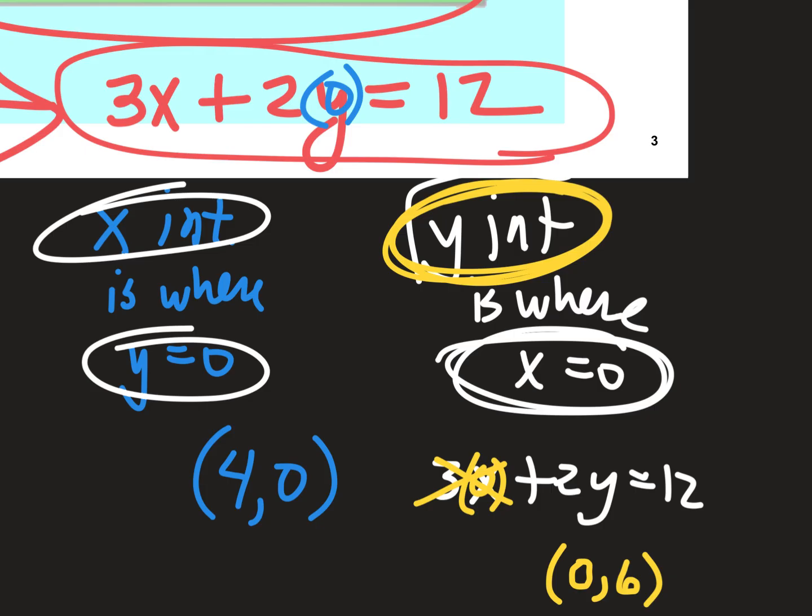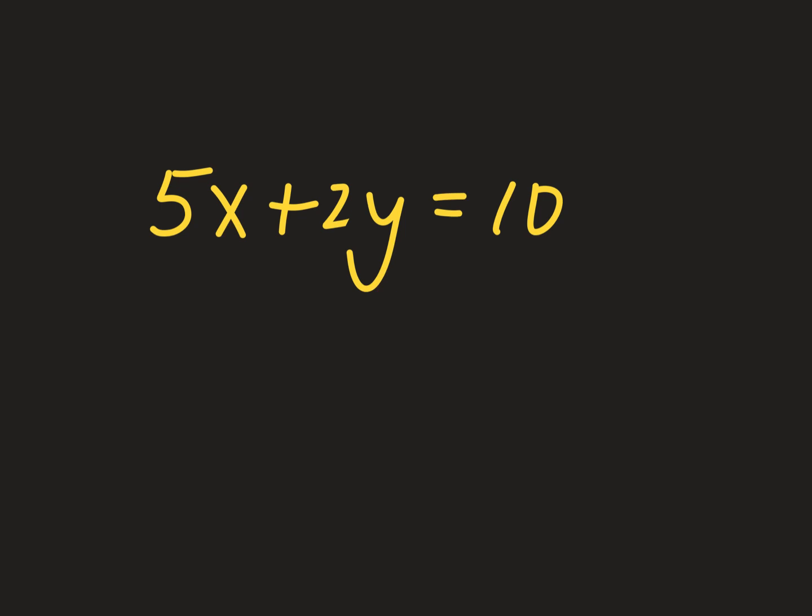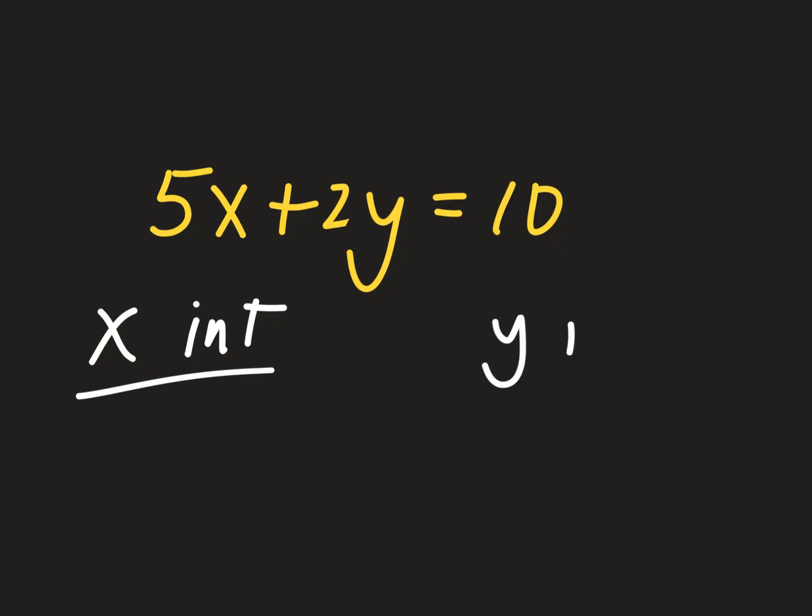All right, I'm going to show you another one that's just like that. 5x plus 2y. That's supposed to be 2y, Mr. Seaver. 2y equals 10. Can you find me the x-intercept? Which hopefully you know that's where y, blah, blah, blah. And can you find me the y-intercept? I'll pause for a second and give this a shot.